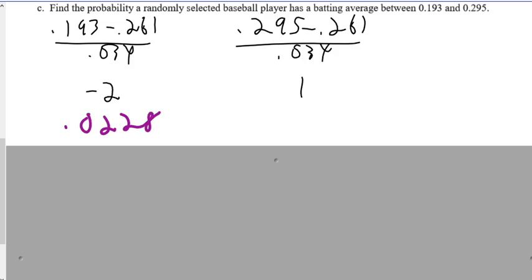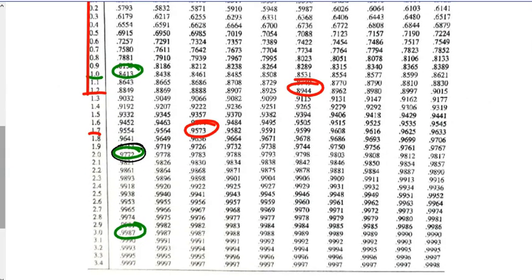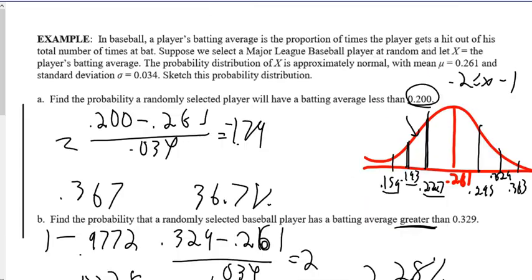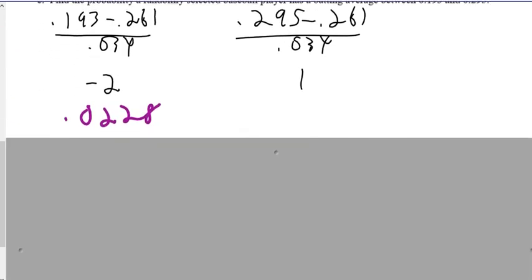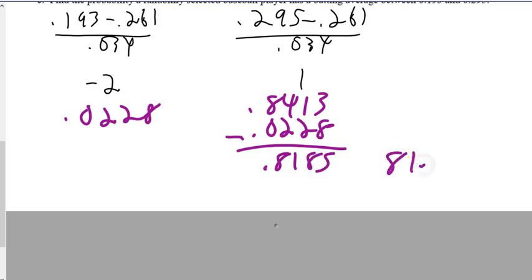Okay, and then +1, 0.8413. So all we do is subtract those. Minus 0.0228. And that gives us 0.8185. So 81.85% chance of it being between those two scores.